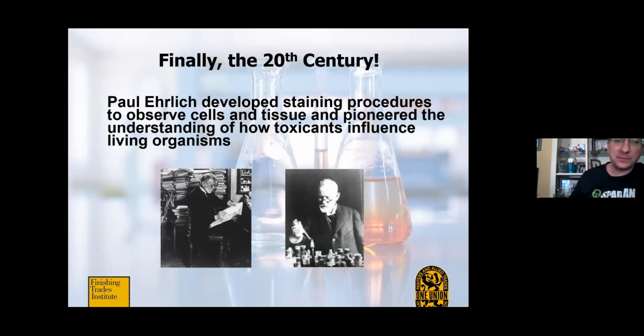So Paul Ehrlich developed a staining procedure to observe cell tissue and pioneered the understanding of how chemicals influence organisms. So now they can actually see with their eye, through different means, what chemicals are going to do to the body. Instead of observing it on the outside of somebody, we're starting to be able to look at the cellular level at how chemicals affect us, and that leads into a mechanistic understanding of toxicology.